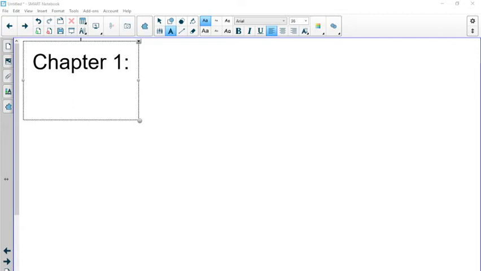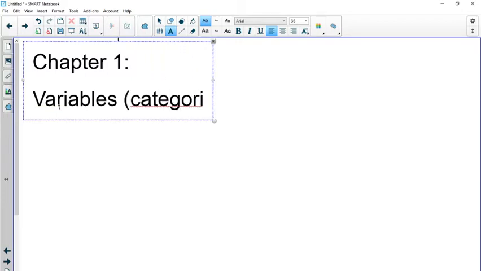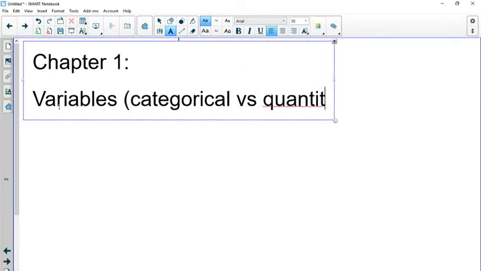So chapter 1, these are the main highlights of what you need to know. First off, the first thing we talked about is variables. And we had categorical versus quantitative. And you should know what each of those are.